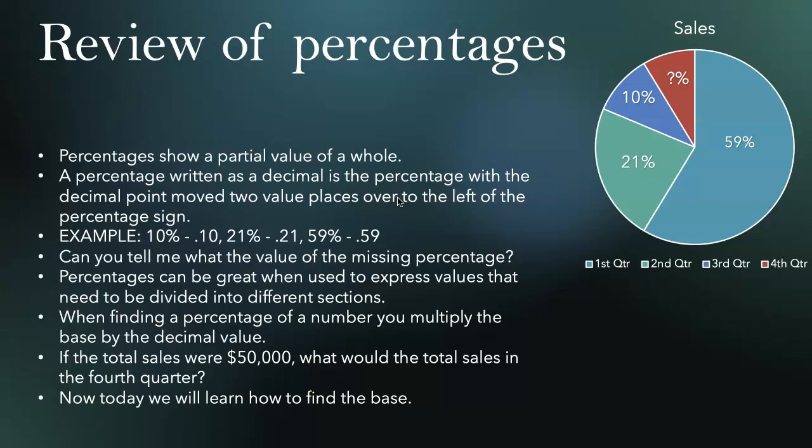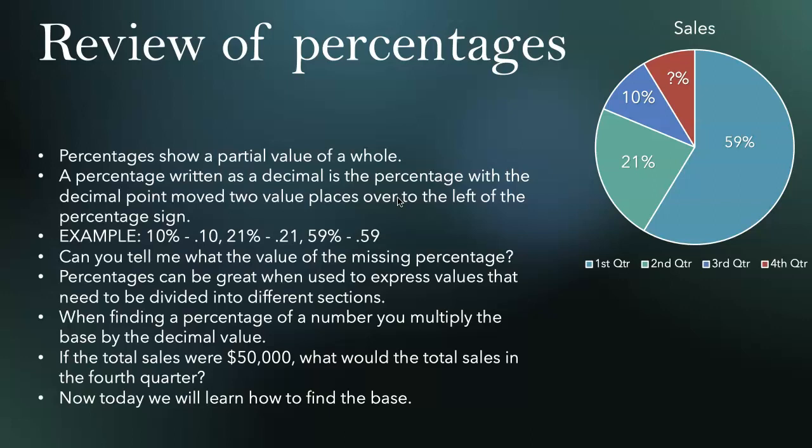If you look over to our graph, we can see that it is divided by percent, 59%, 21%, and 10%, and our mystery percent. We can see that percentages show a partial value of a whole. A percentage written as a decimal is a percentage with the decimal point moved 2 place values over to the left of the percentage sign.